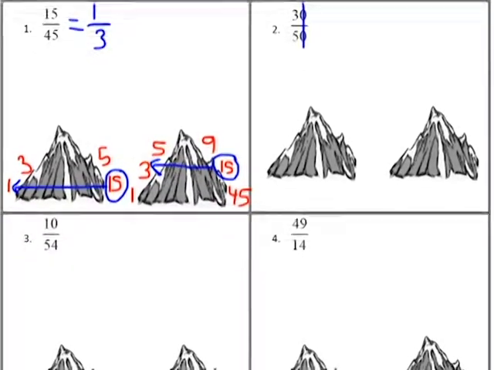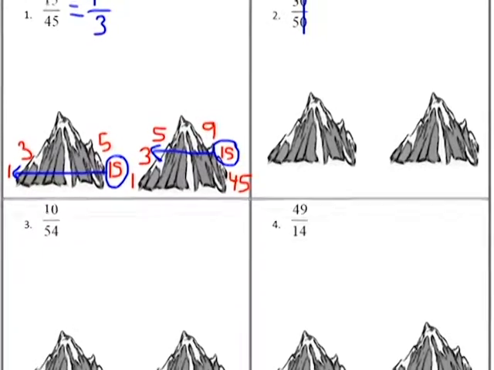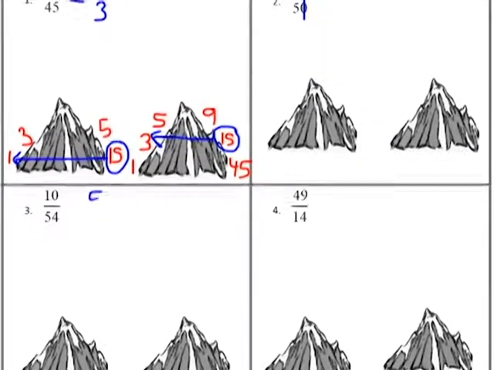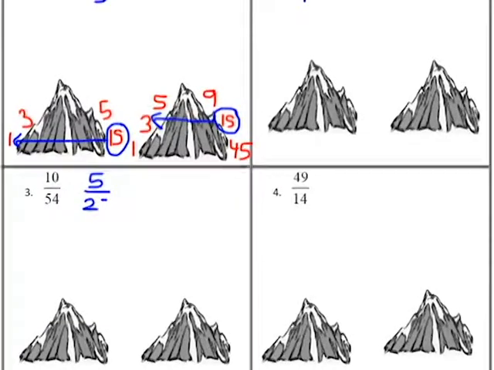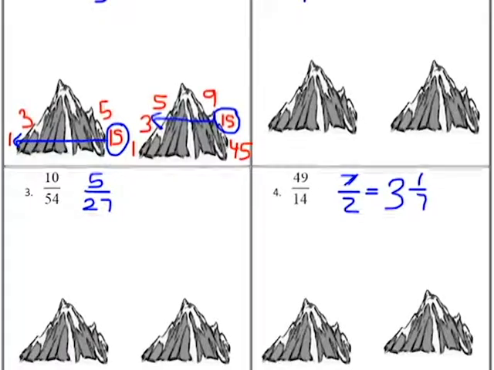All right. Next one, I'll just give you the answers. We should have 5 over 27 and 7 halves. Now, all of you should remember that this is an improper fraction, which can be turned into a mixed number. 2 goes into 7 3 whole times, because 3 times 2 is 6, which leaves me 1 left over. 3 and 1/2.